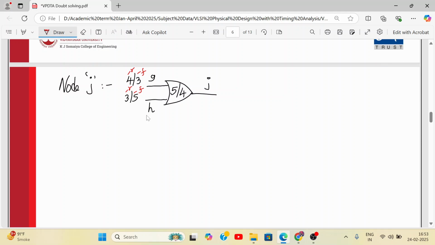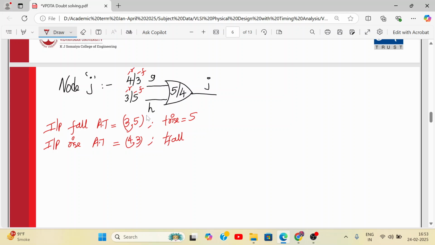All right, so let us write down the input fall arrival time, it's 3 and 5, and input rise arrival time is 4 comma 3, and here the rise delay is 5 and the fall delay is 4. So what will be the arrival time at node J?